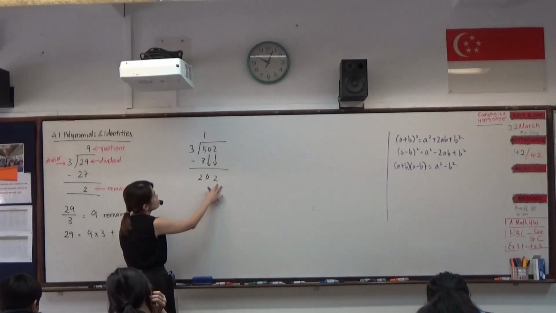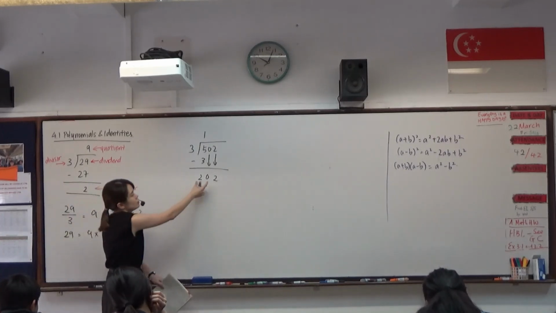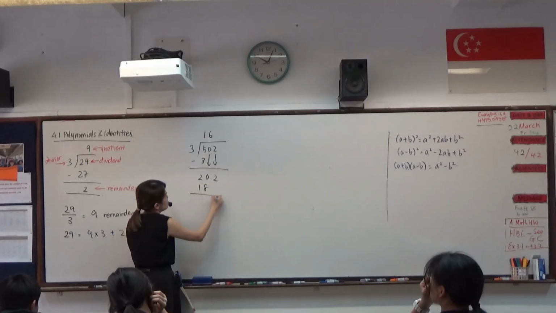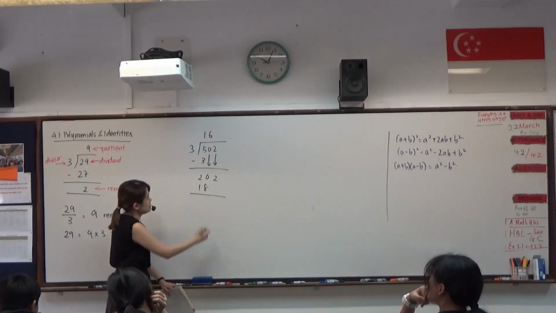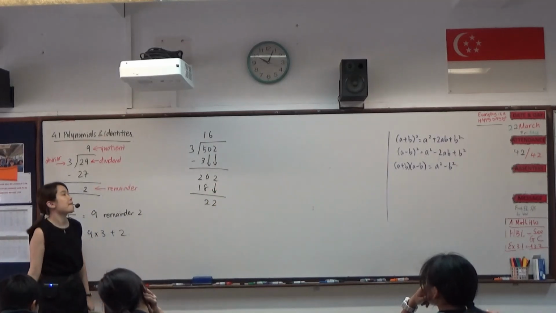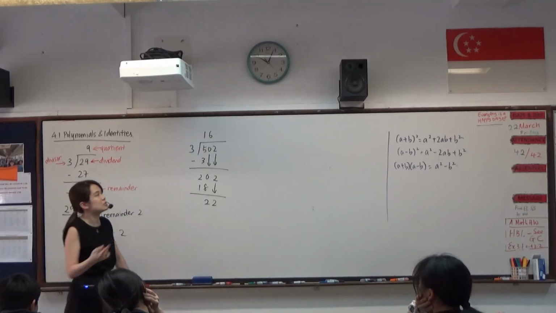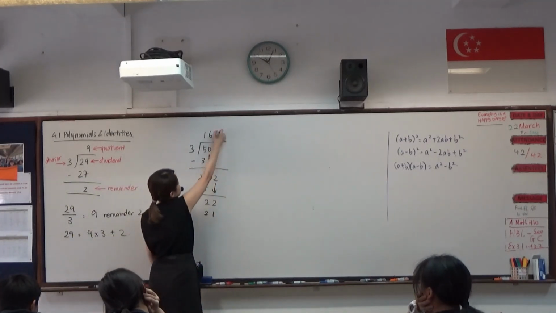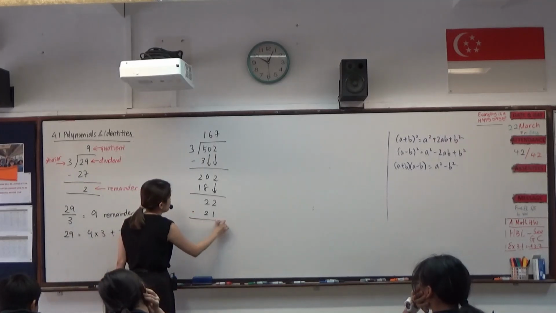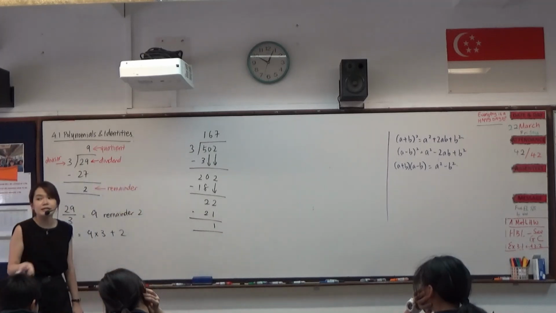Okay, so 202, then we divide by 3. We look at the multiples of 3. 20, we will choose 18, so that's 6. So 20 minus away 18, I'm going to get 2. So this 2 is being brought down, right? Then 22 divided by 3. The next multiple is 21. So that's 7. 7 times 3 gives us 21. So minus, it's always a minus. Then we get 1. So the remainder is 1.